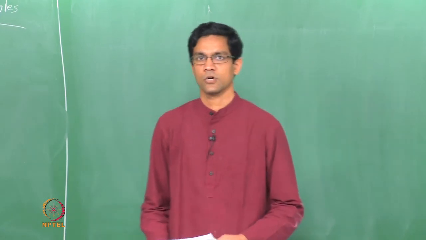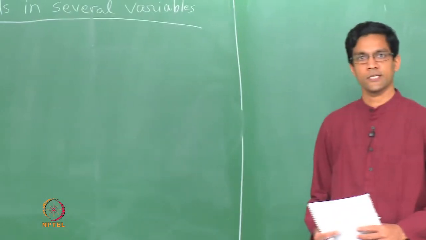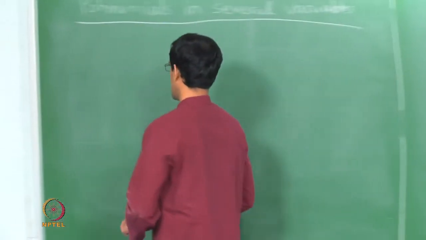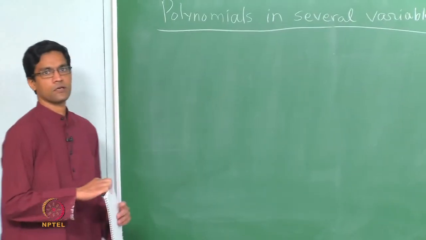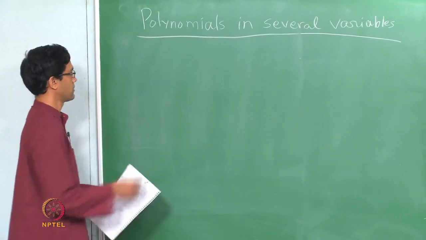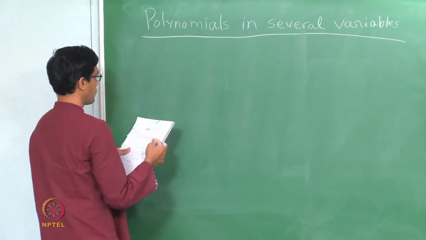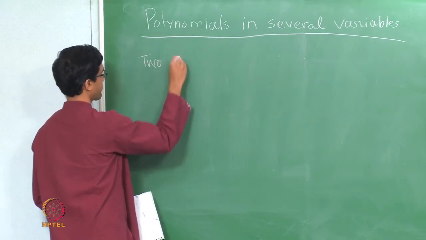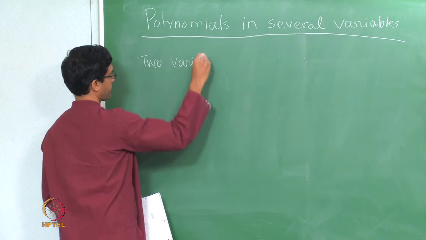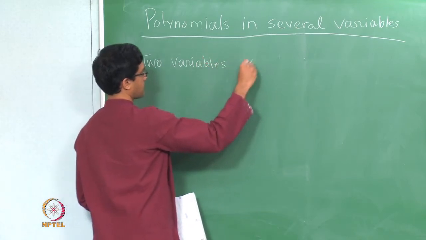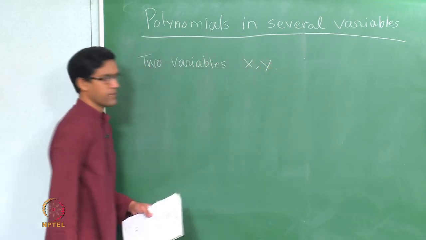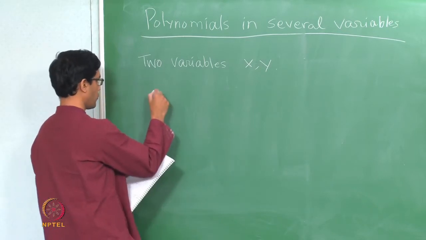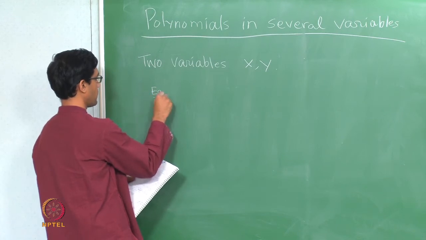Okay, welcome back. So what we'll talk about today is polynomials in several variables. All along we have only talked about polynomials with a single variable x, but of course you can generalize that. Let's do two variables. Let's call the variables x and y. So here is an example of a polynomial in two variables. So let us start with an example.